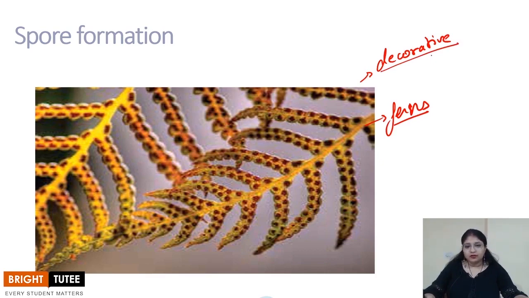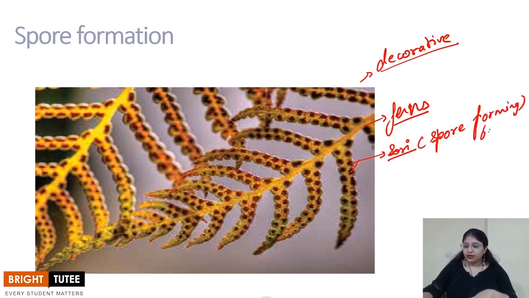These are decorative plants. So if you look at the leaf, suppose this is the leaf surface which is visible to you, and look at the backward side, you will find small structures which are sori. These are called sori, and these are spore forming bodies, right? So through these sori only we see that the spore formation takes place.